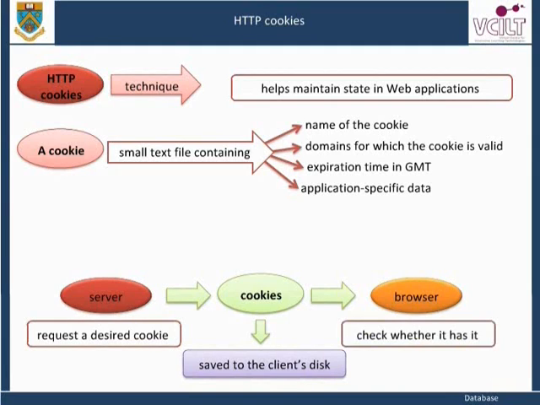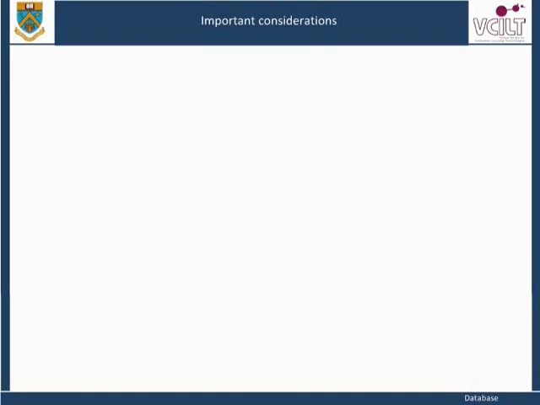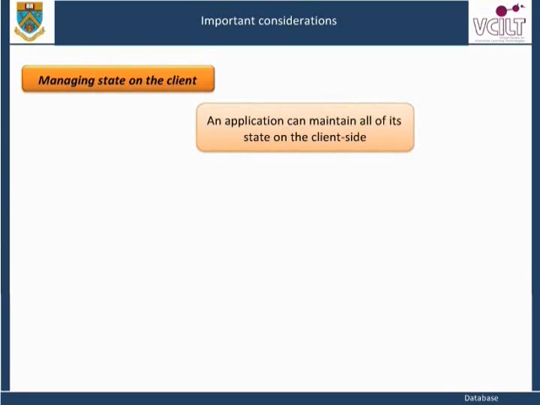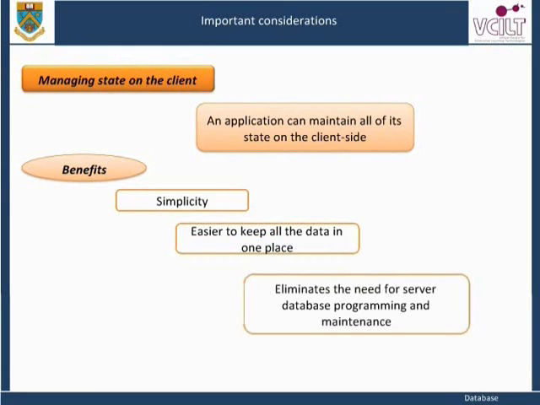The client browser will check whether it has it. If it does, the browser will send the information stored in the cookie to the server. Important considerations. Managing state on the client. An application can maintain all of its state on the client side with any of the methods discussed in the previous section. Benefits of client-side maintenance. An attraction of maintaining state on the client is simplicity. It is easier to keep all the data in one place, and by doing it on the client, it eliminates the need for server database programming and maintenance.